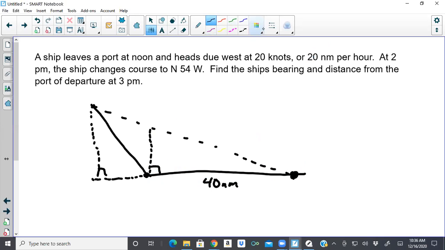The next thing that it tells you is the ship changes course at this point right here. And then it specifically says that it changes course at north 54 west. Okay, so north 54 west.